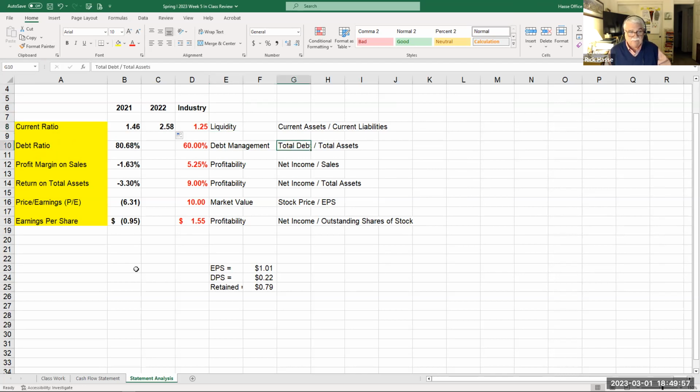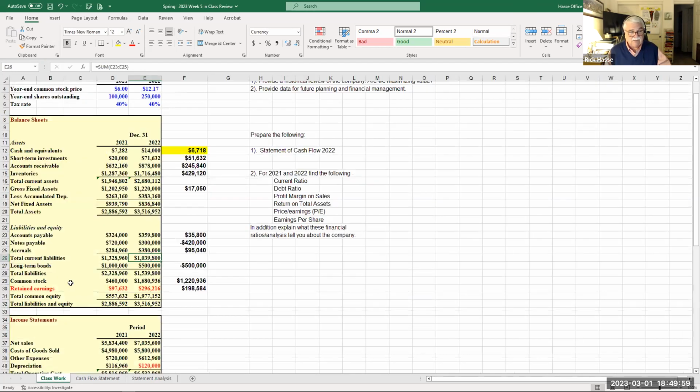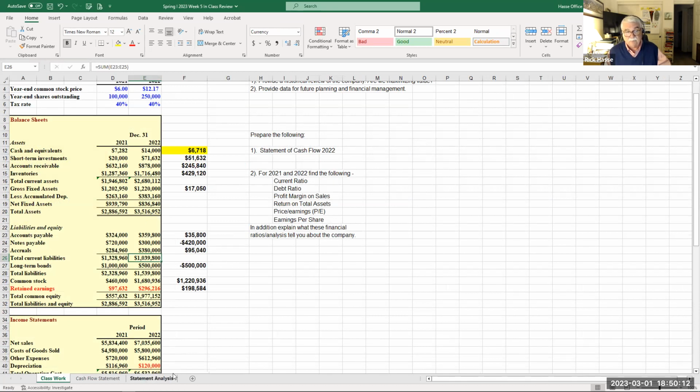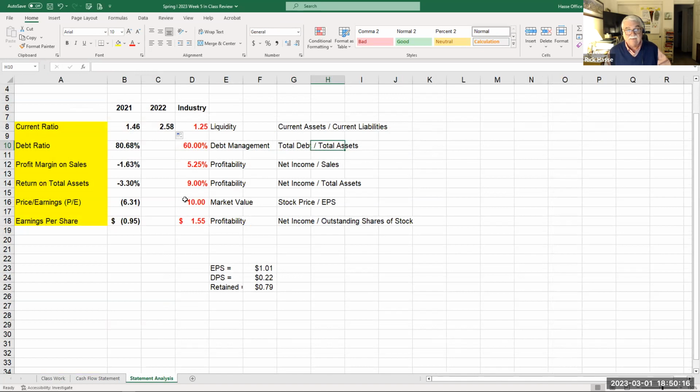Total debt of the company, which the total debt in the balance sheet is right here of 1,539,000, divided by the total assets of the company, 3.5 million. What percent is total debt to total assets of the company? The industry average is 60%. Pretty good. That's pretty average.